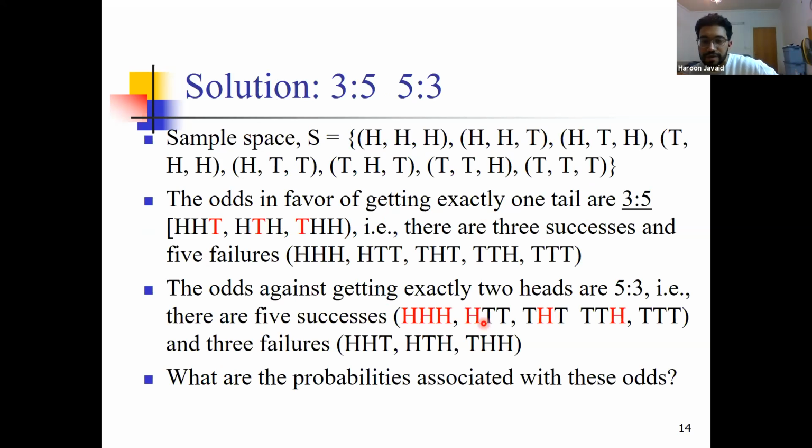So 1, 2, 3, 4, and 5. I don't know what you have, you know, all T's. So there's 5 possibilities. So 5 successes. This is what they used. So there are 5 successes. So you get 5, and then 1 minus 5 leaves 3. So the odds against getting exactly 2 heads are going to be 5 ratio 3. Make sense?